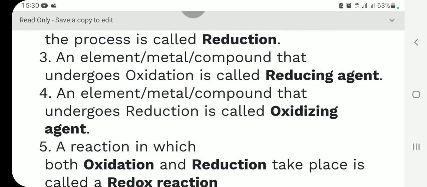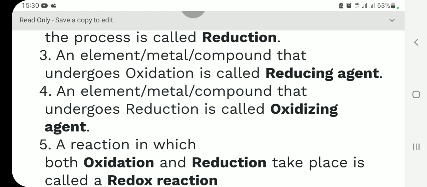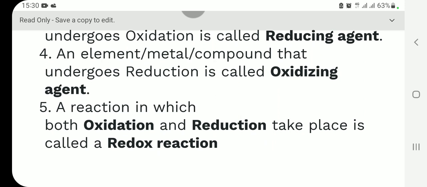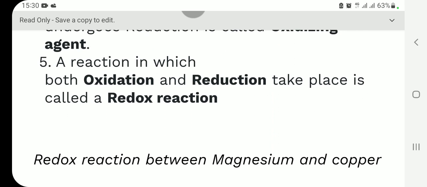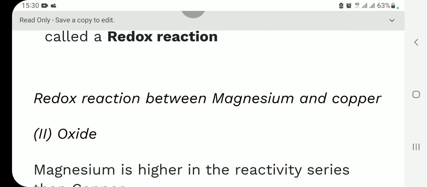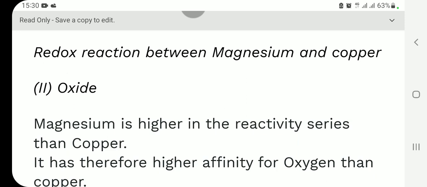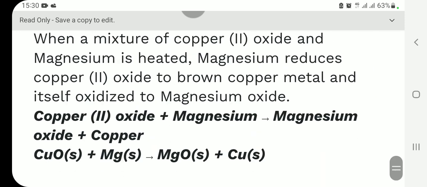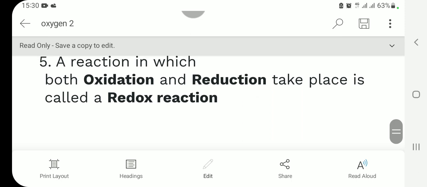An element or compound that undergoes oxidation is called a reducing agent. For instance, magnesium plus oxygen produces magnesium oxide; magnesium is the reducing agent. An element that undergoes reduction is called an oxidizing agent. A reaction in which both oxidation and reduction take place is called a redox reaction. Redox reaction between magnesium and copper. Okay, we'll wind up there.